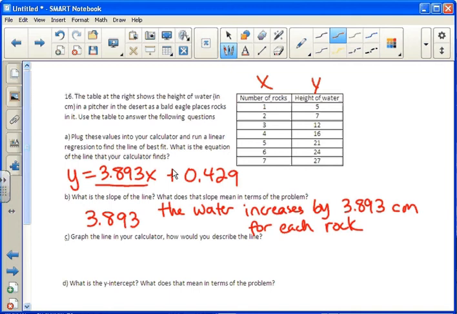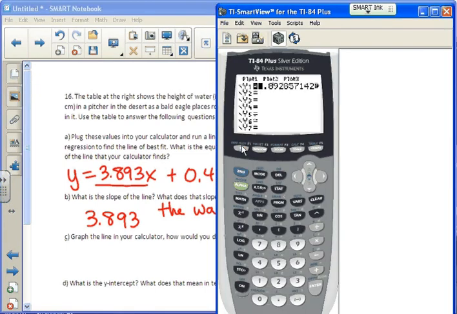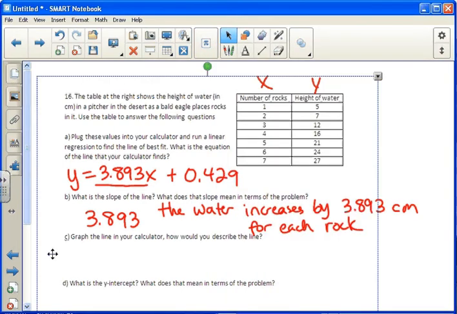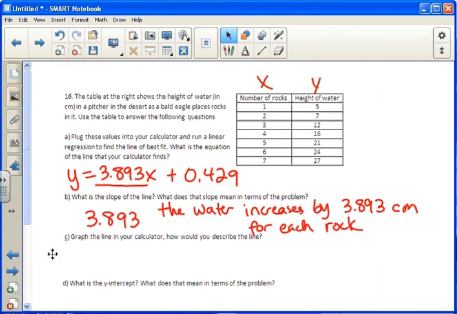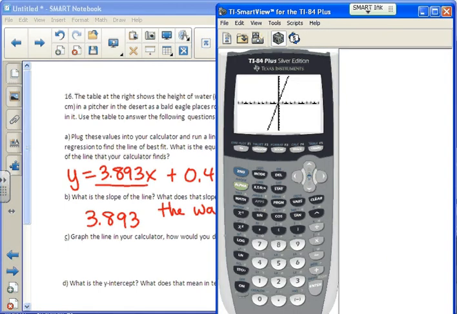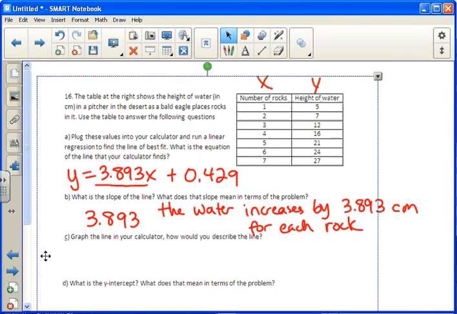C says graph the line in your calculator. So go to y equals, we'll plug this in, 3.893x plus 0.429. Look at the graph. It says graph the line on your calculator. How would you describe the line? Well, it's increasing. That's really all I'm looking for there. We'll add more descriptions as we go on through the year, more things we can say about that, but for now I just want you to tell me that it is increasing.